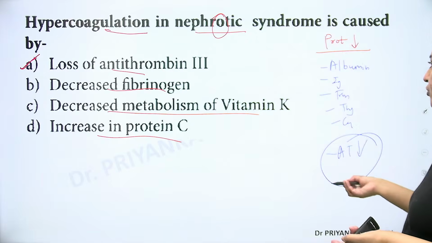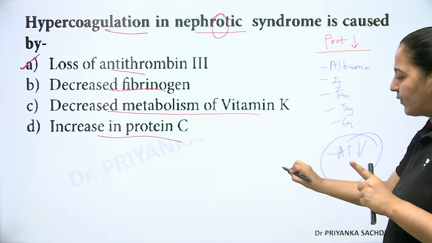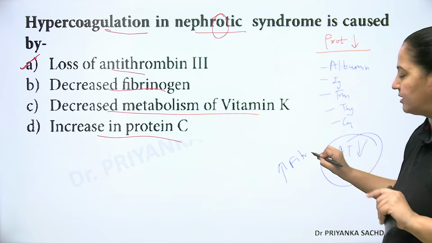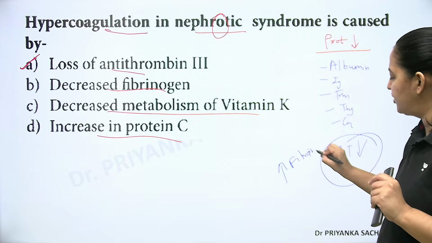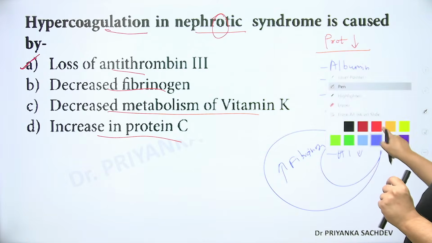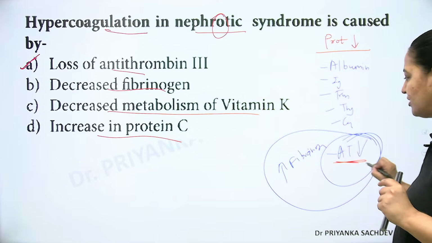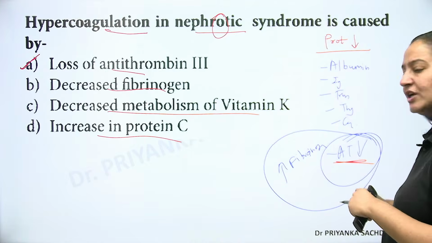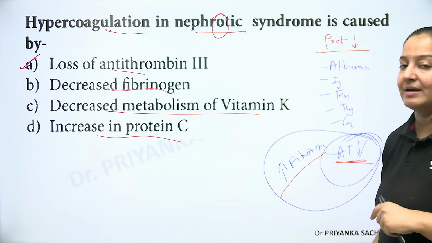That leads to blood hypercoagulable. Only one protein increases in blood. The answer is fibrinogen, and the reason is liver compensation. So these are the two reasons of blood hypercoagulable in nephrotic syndrome: loss of antithrombin in the urine, so less antithrombin in blood, because it is lost in urine, and increased fibrinogen in the blood.